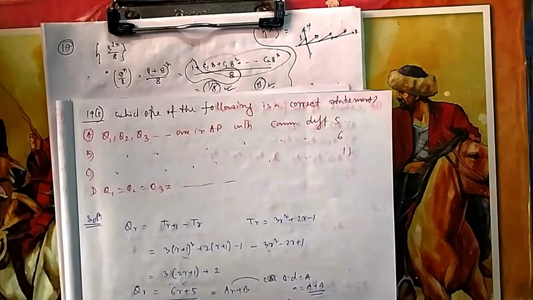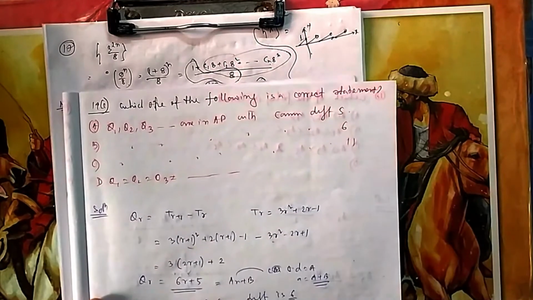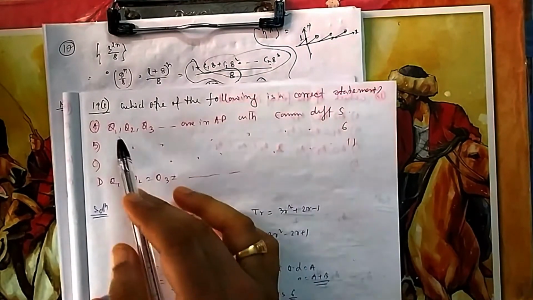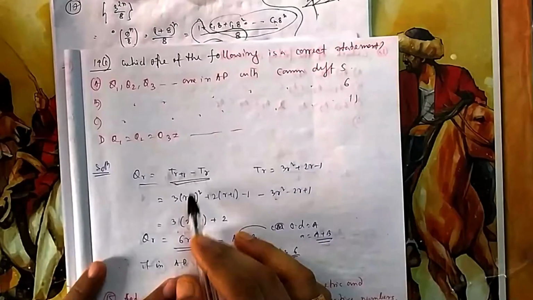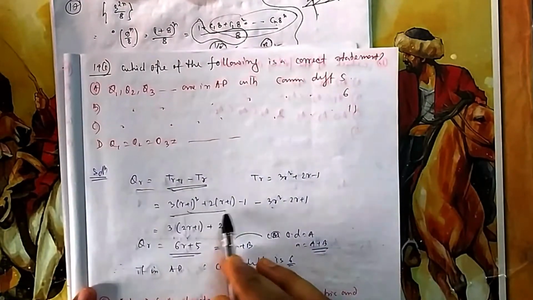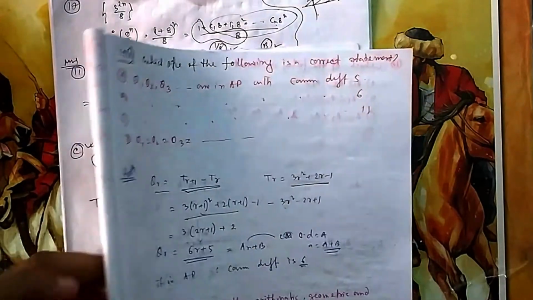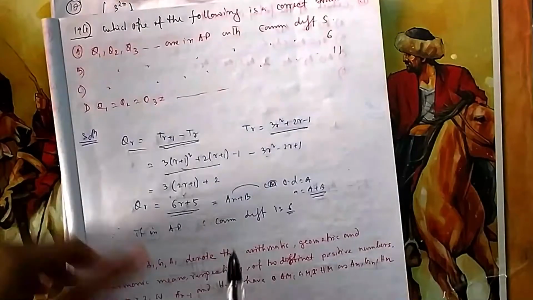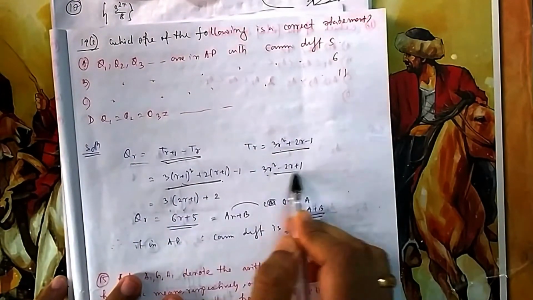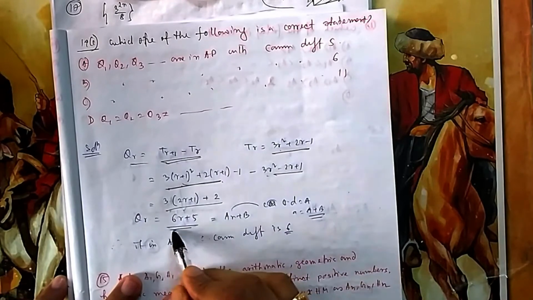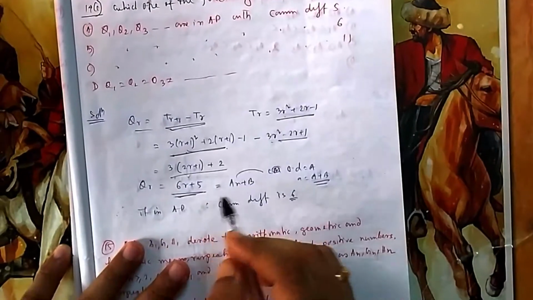Now if you come to 14c, which one of the following is the correct statement? They are asking about Q1, Q2, Q3. So what is Q1? They have given this one as Q1. So you put the values of T r plus 1. T r, we have calculated just now. This is your T r. So this is T r plus 1. In place of r, you put r plus 1 minus T r. You simplify it, you will get this one. So I have already discussed it in theory.